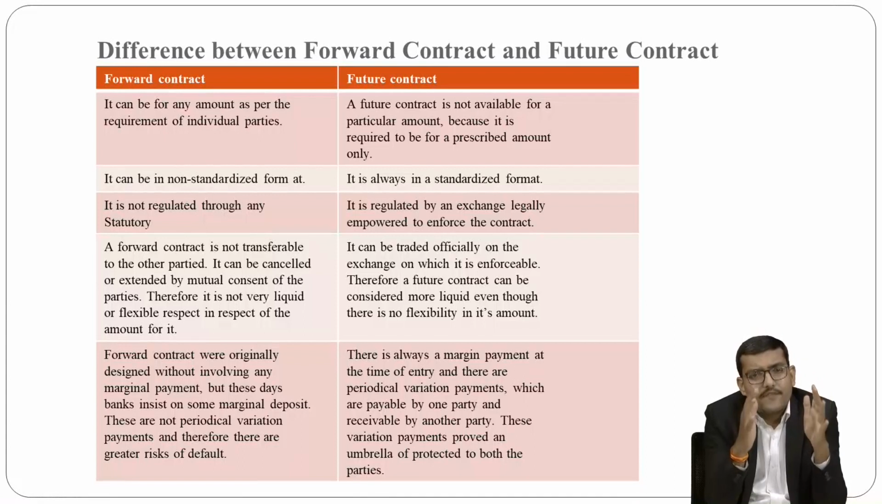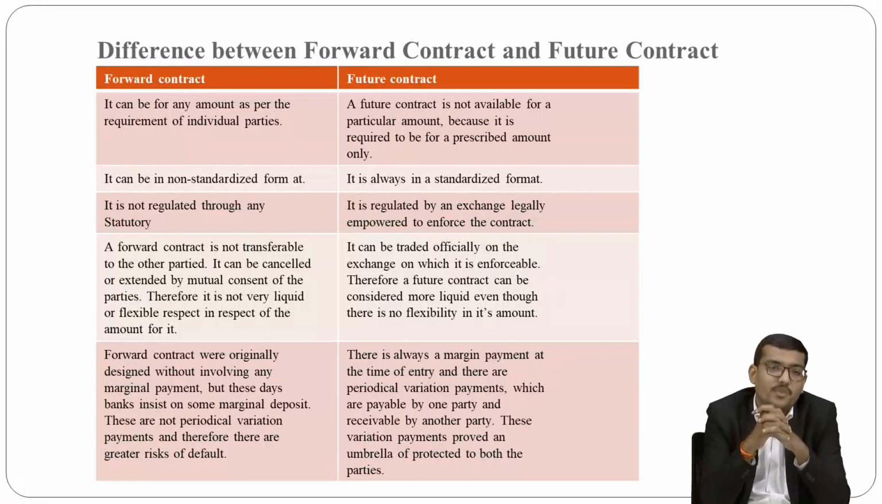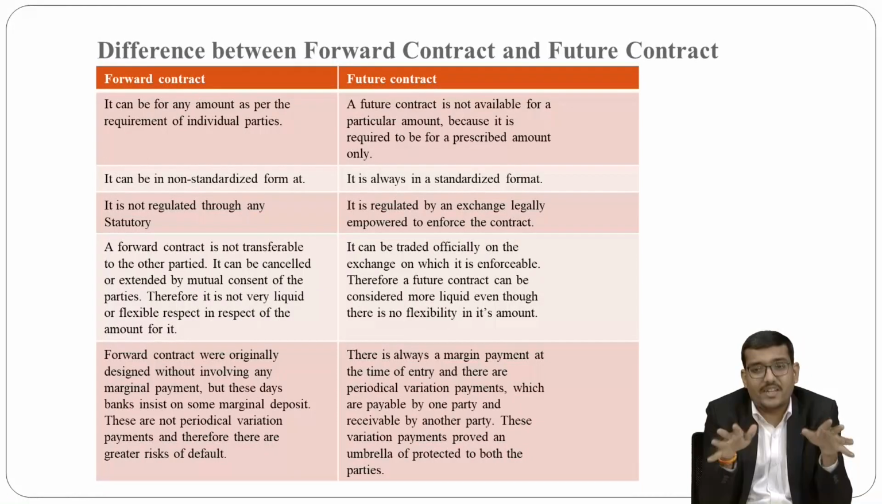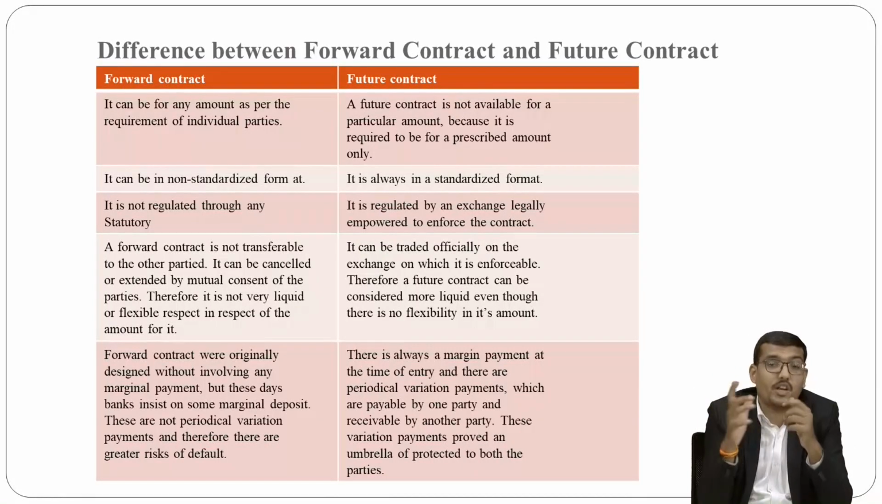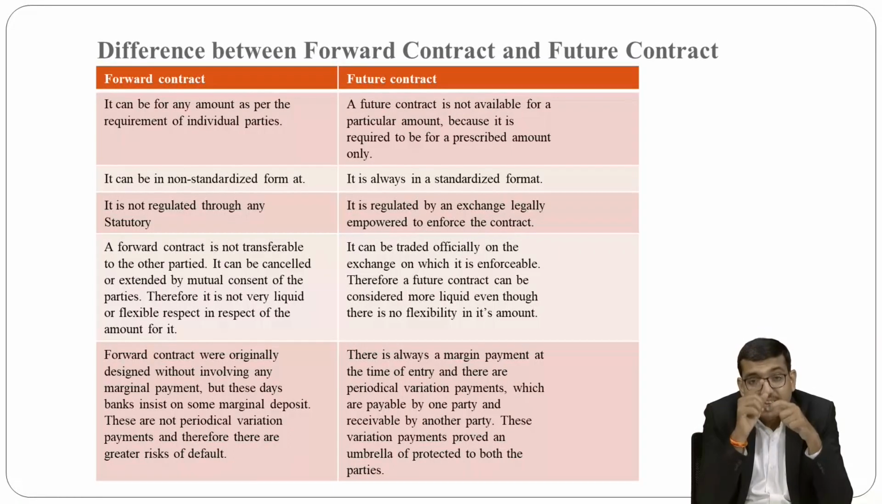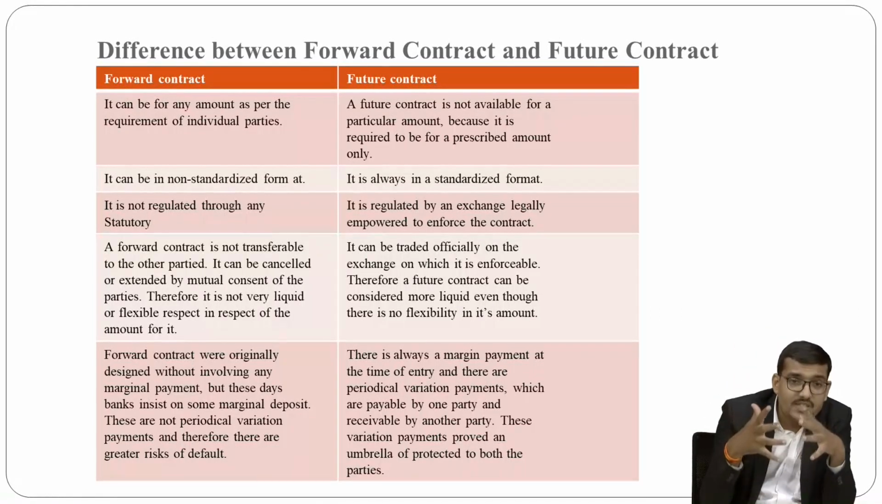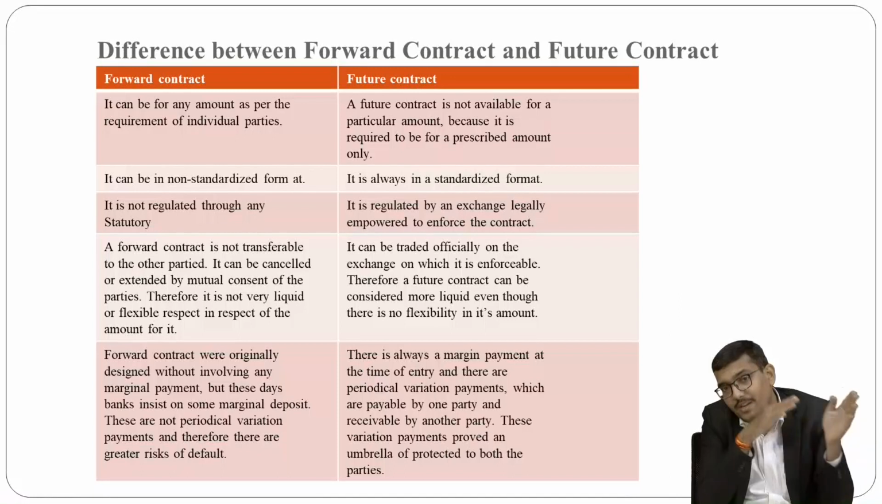The basic difference, or we can say the first point of difference between these two contracts, is that the forward contract can be for any amount as per the requirement of individual parties, while a future contract is not available for a particular amount because the amount is required to be prescribed. The availability of funds is much easier in a forward but not in a future.